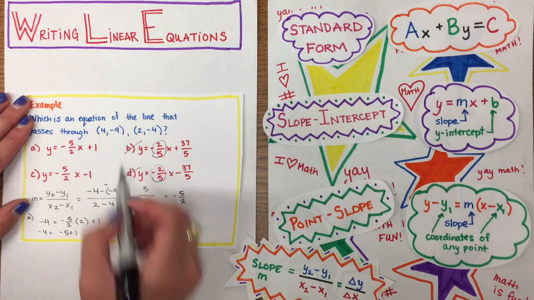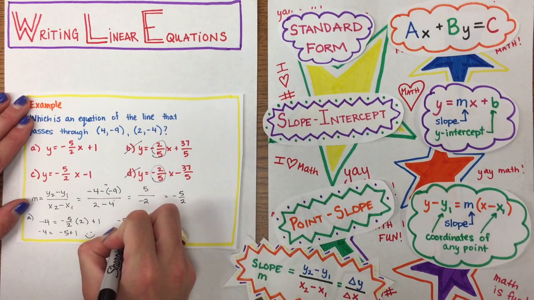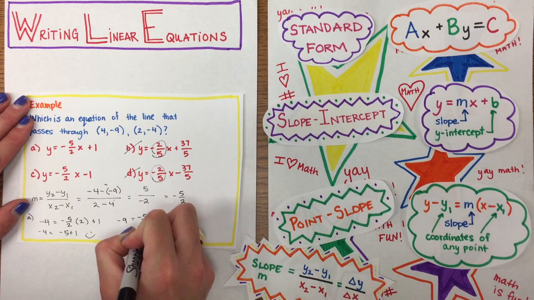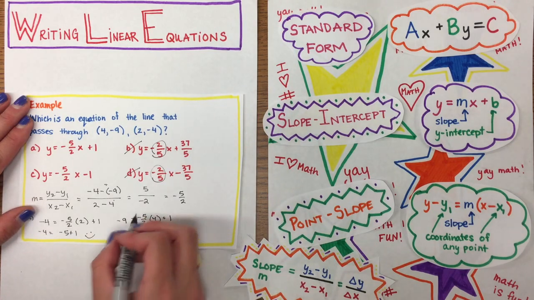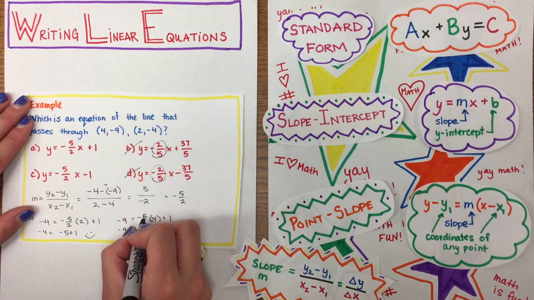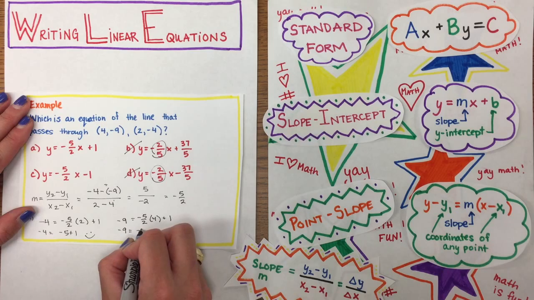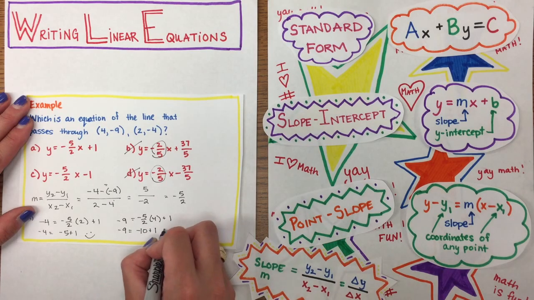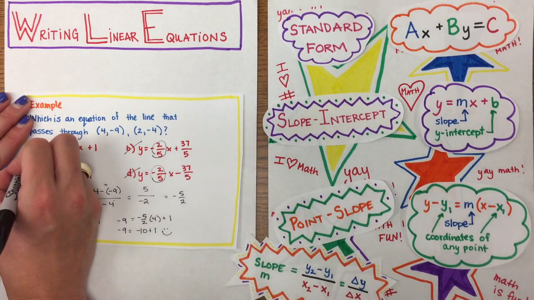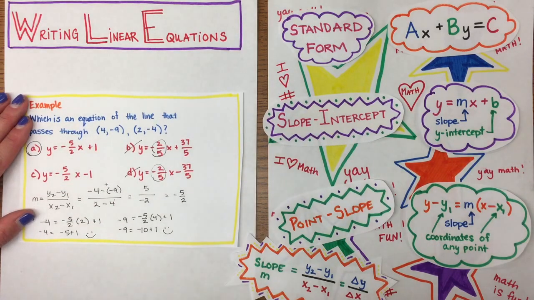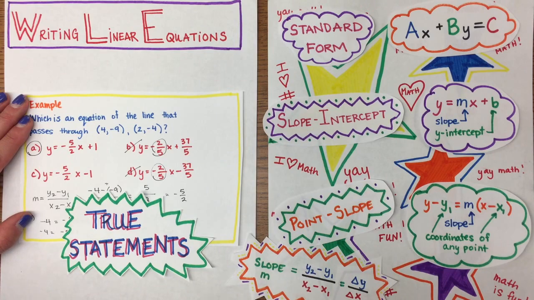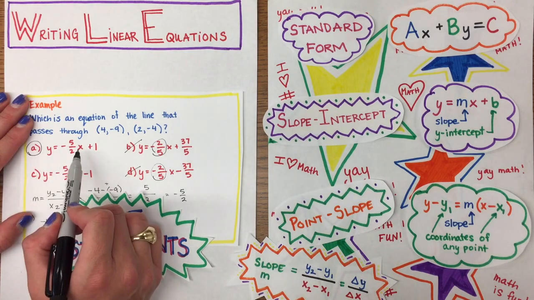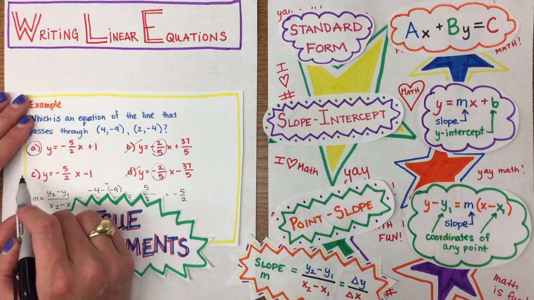So now I'm going to check my other point. Negative 9 is equal to negative 5 halves times 4 plus 1. All right, so negative 5 halves times 4 will be negative 10, plus 1. That is also true. So A ends up being my answer because both of those points make a true statement when plugged into this equation. So this must be the equation of the line.